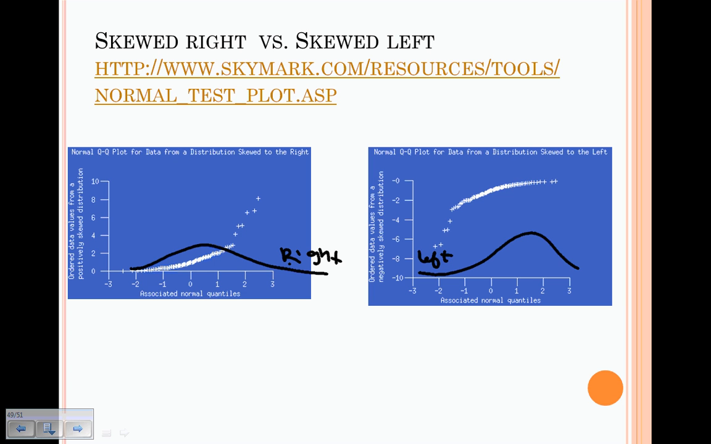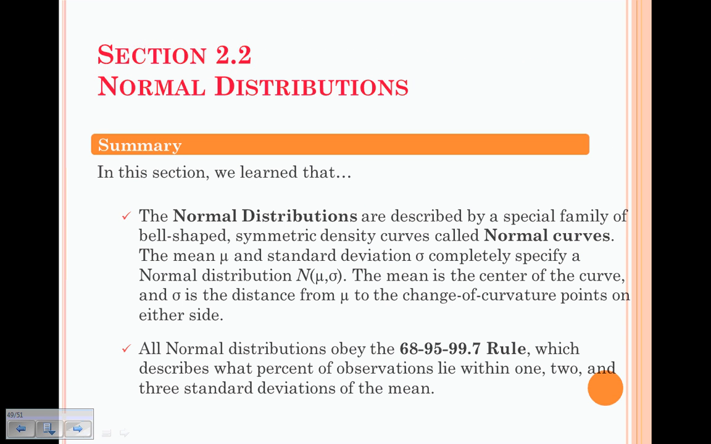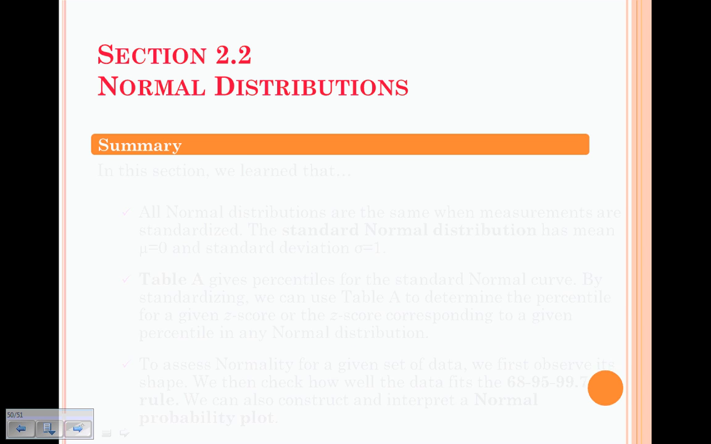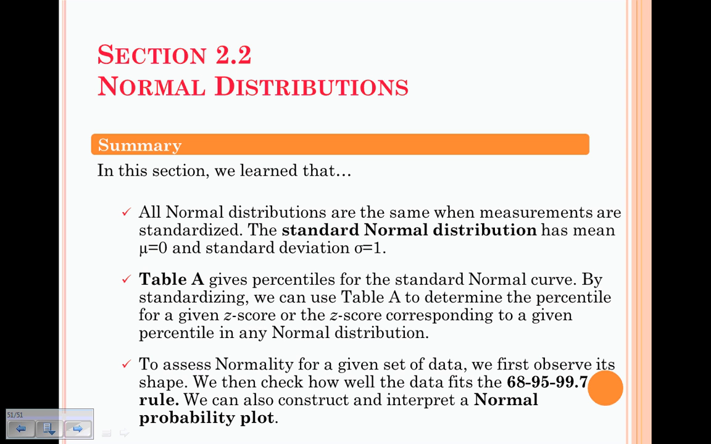And feel free, if you want to learn more about this, to go on to that website. In summary, for normal distributions, normal curves, we write N, parentheses, mu, comma, standard deviation sigma. We learned about the 68, 95, 99.7% rule. The standard normal has a mean of 0 and a standard deviation of 1. You can use table A, or you could do the normal CDF, and we learned what a normal probability plot is.